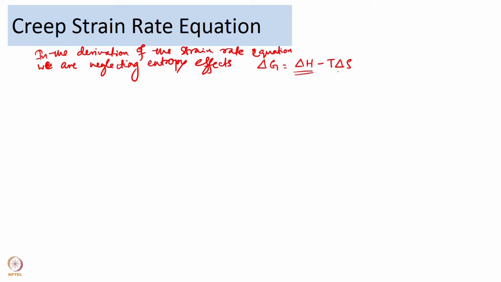So, this is the enthalpy change and this is the entropy change, but in creep conditions people generally ignore the role of delta S. So, whatever free energy change that is happening is generally described in terms of delta H only. So, in the strain rate, we are neglecting entropy effects. One of the reasons for neglecting entropy effects is because their role is not well understood.